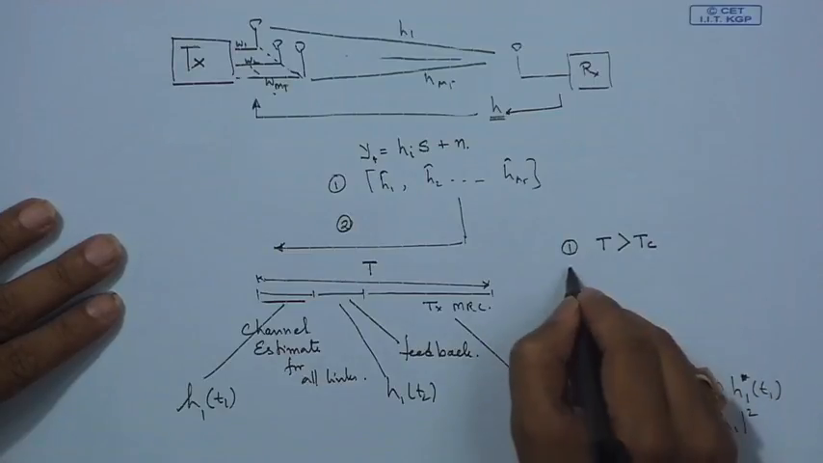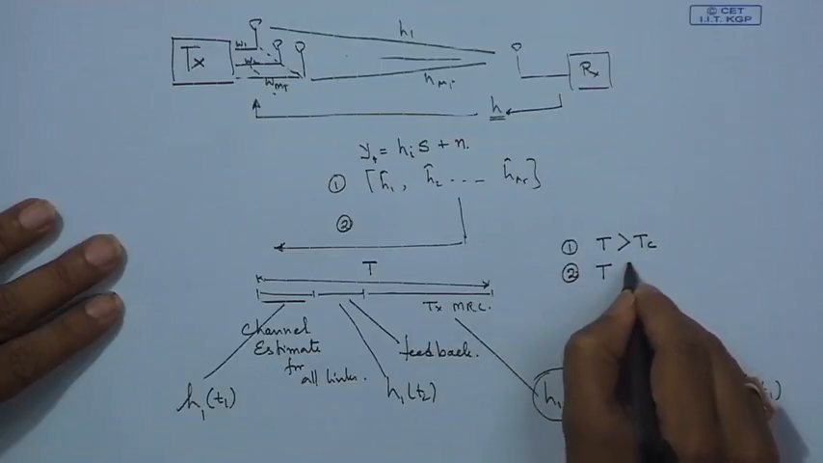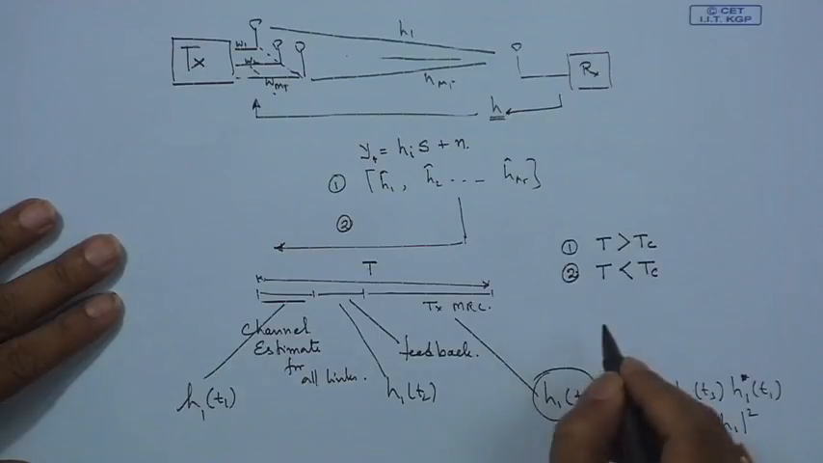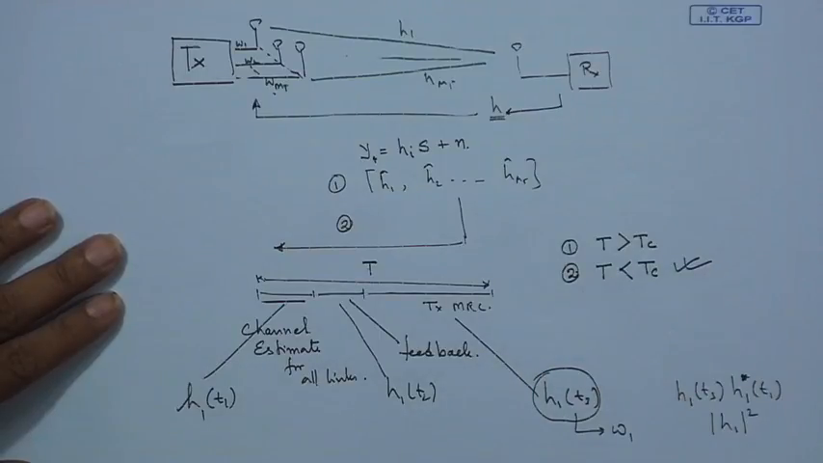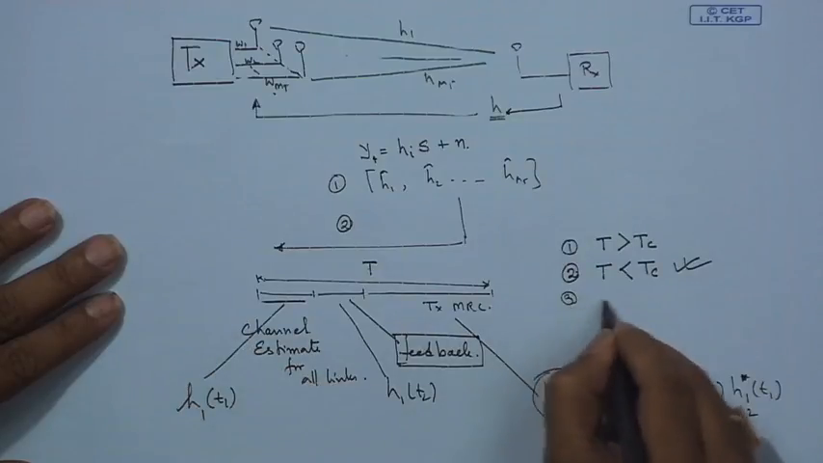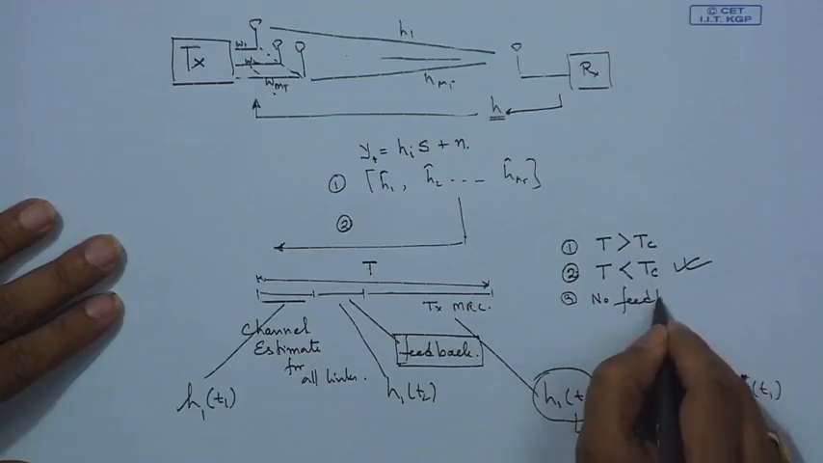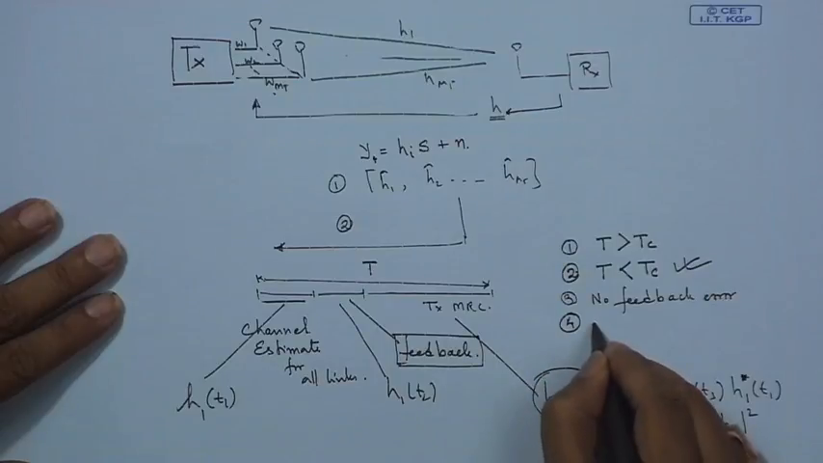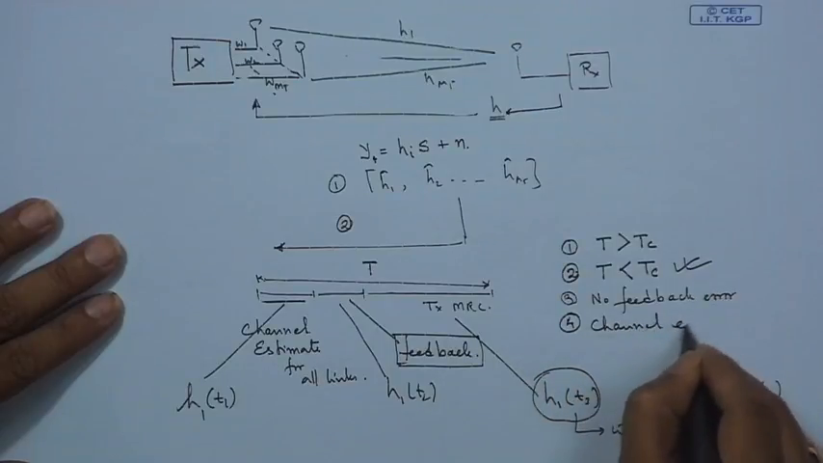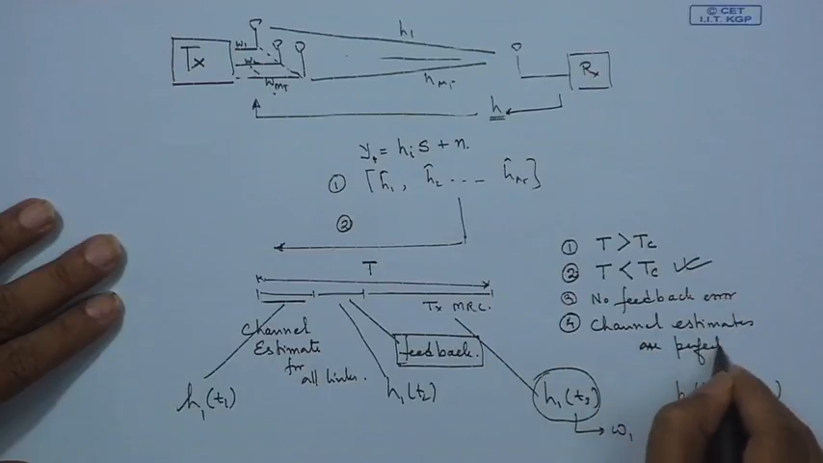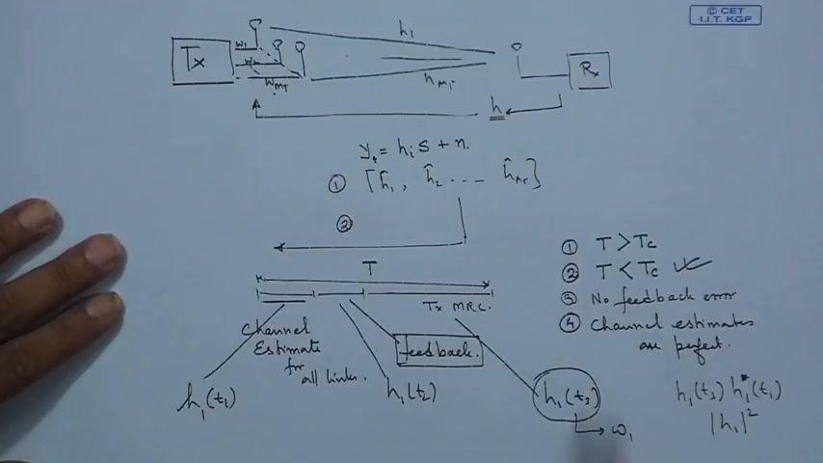So one of the fundamental conditions that should be valid for it to work properly is that this total time must be less than the coherence time. That's number 1. Number 2 is that this feedback has to happen in an ideal way. That means during feedback there is no error, so no feedback error. And point number 4, that the channel estimates are perfect, although it is never true. So what we discussed is an ideal condition.